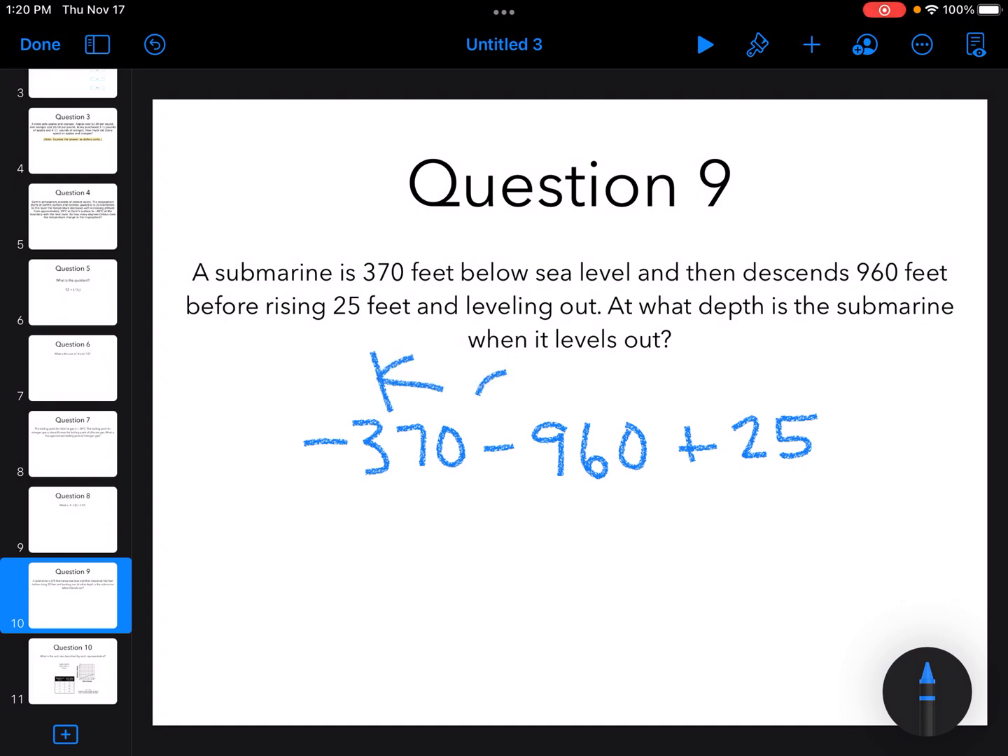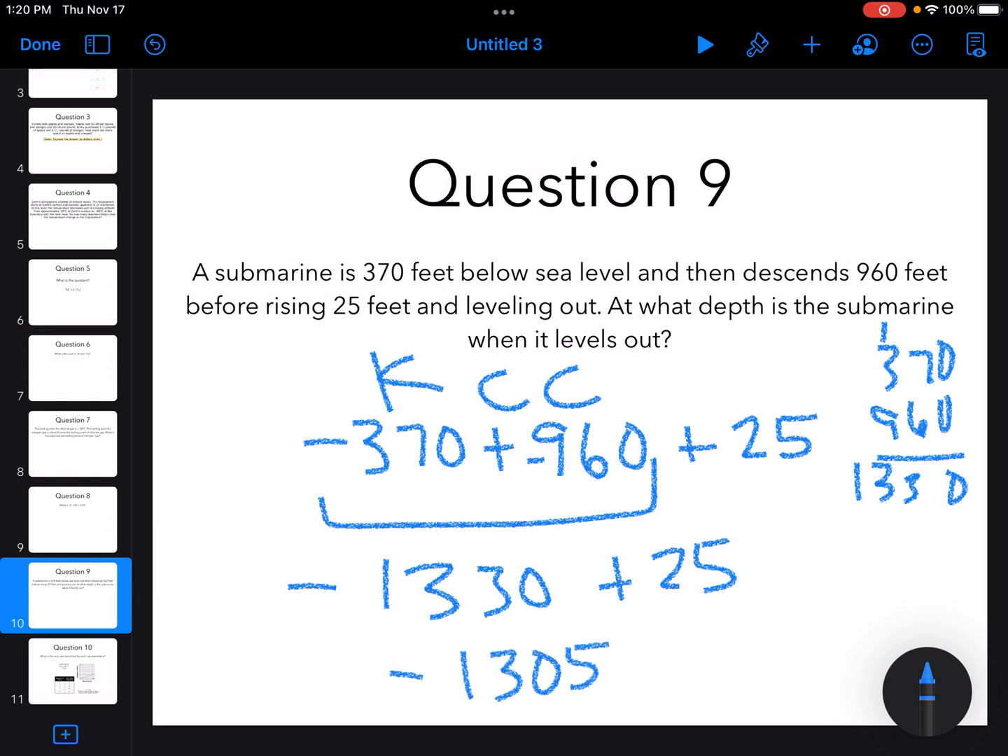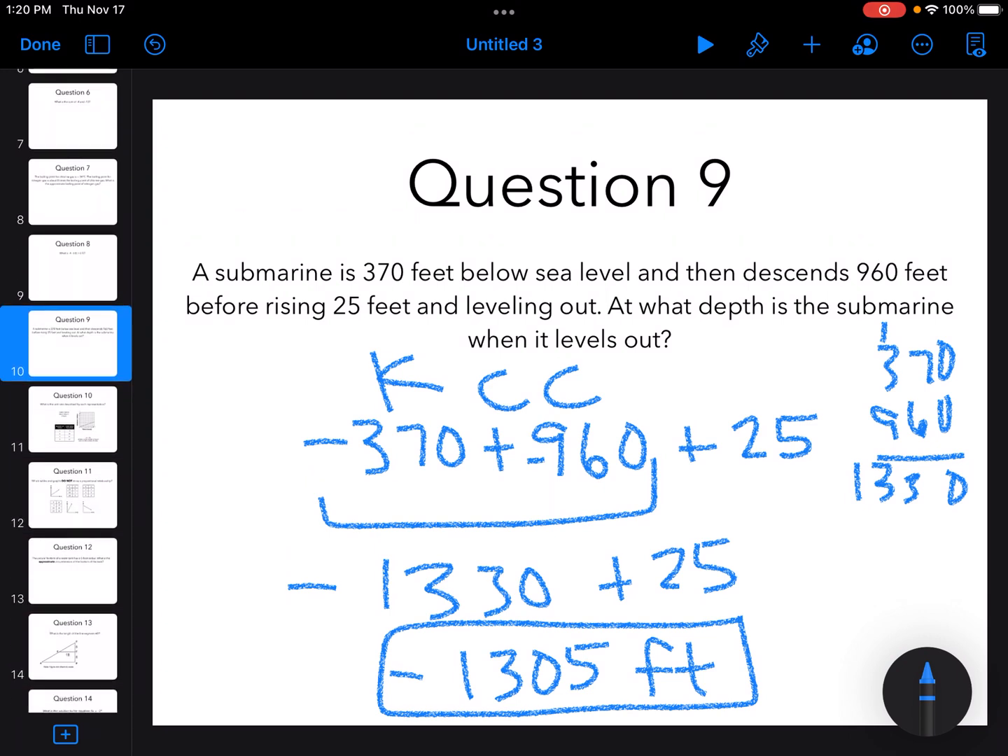So I'm going to keep, change. So my signs are the same, so I'm going to add. So 370 plus 960. So negative 1330 plus 25. So my signs are different, so I have to subtract, and I'm going to get negative 1305. And that's going to be feet. So it's going to be 1,305 feet below sea level.